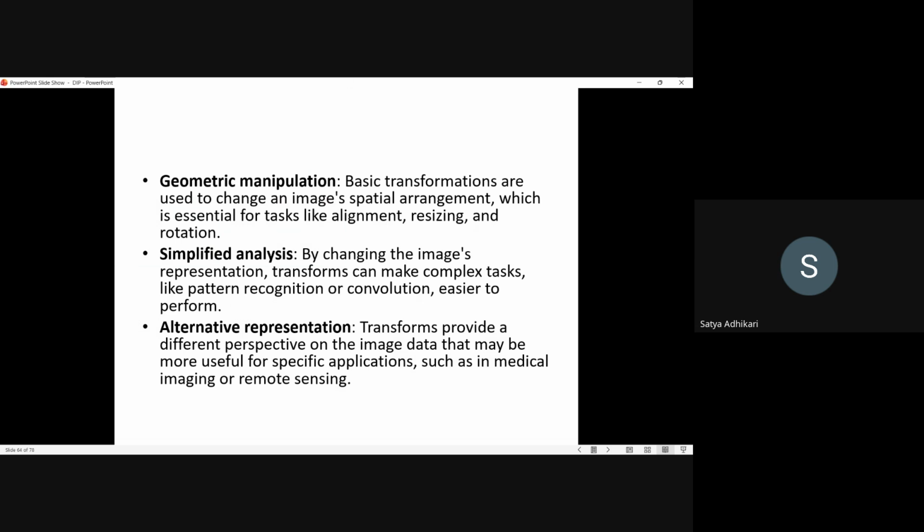You may ask a question: what is the need of the transform? Why do we transform an image from one domain to another domain? So these are the reasons why we need transformation.